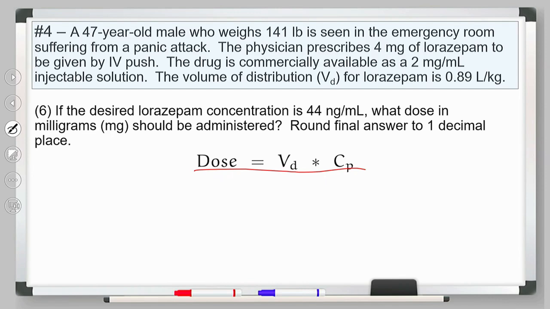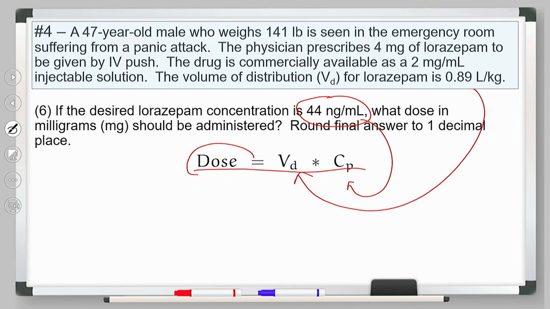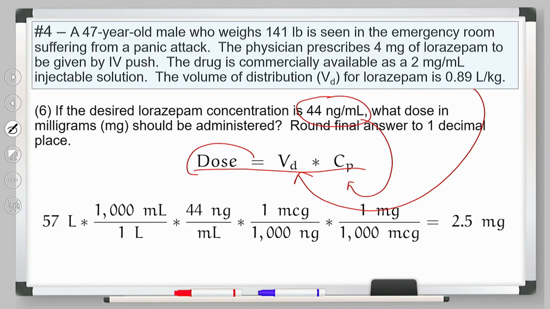We just took a dose and a volume of distribution to calculate a plasma concentration. Can we go backwards? If I give you a plasma concentration, can you go back and tell me what the dose was? Meaning if I give you this and you know that, can you figure this? Absolutely. So I'll show you my work here, but it's using the same formula but going backwards of what we just did. So what I'm going to start with here, obviously, is I need a Vd times a Cp.